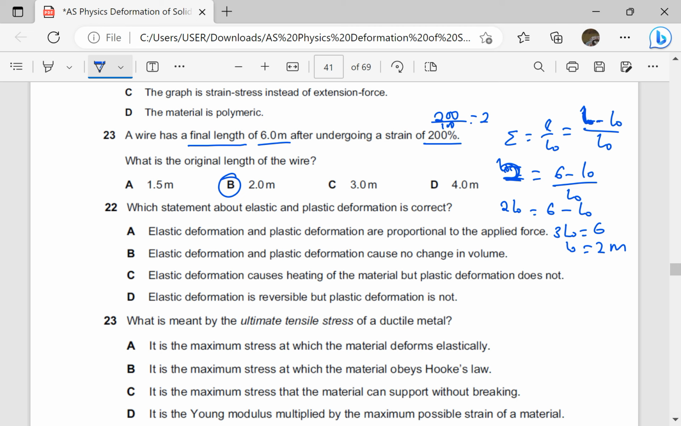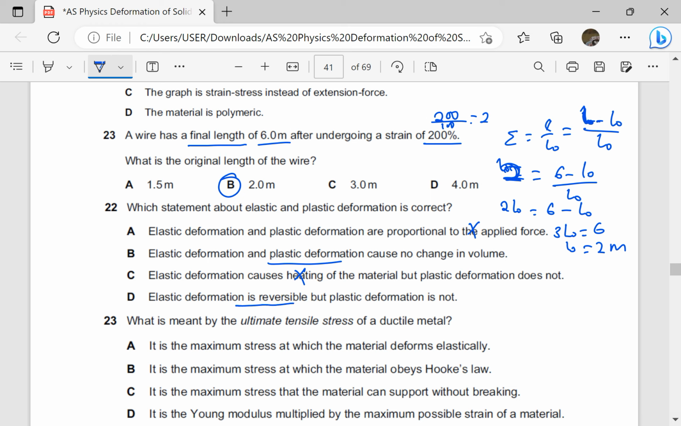Which statement about elastic and plastic deformation is correct? Elastic deformation and plastic deformation are proportional to the force. That is not true. Elastic deformation and plastic deformation cause no change in volume. Plastic causes change in volume. Elastic deformation causes heating. That is not true. It is plastic deformation that could cause heating.